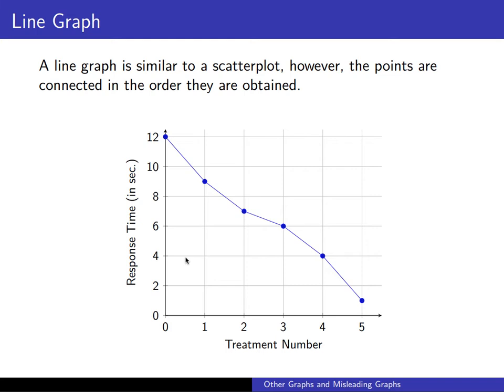We also have a line graph, which is similar to a scatter plot. However, the points are connected in the order that they're obtained. So here we have some sort of treatment, maybe a medical treatment, and a response time in milliseconds or in seconds. So this might be a psychological experiment or a medical experiment. Who knows? But we plot each one of the values. In this case, after the first treatment, the response time looked to be about 9 seconds, whereas maybe before treatment started, the response time was 12 seconds, and we can see this downward pattern as we increase the treatment numbers. So we connect these points in the order in which we obtain them.